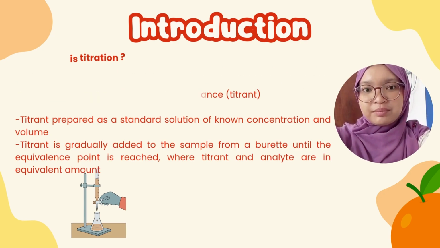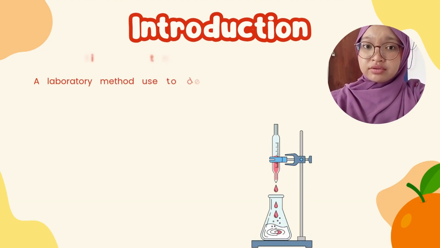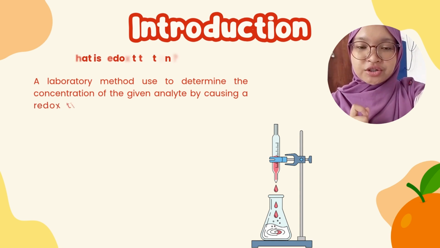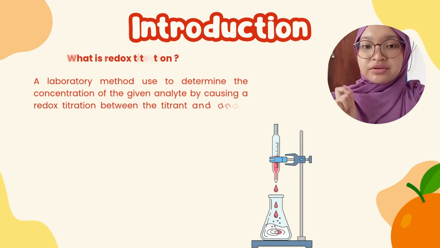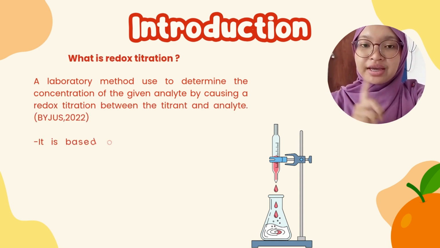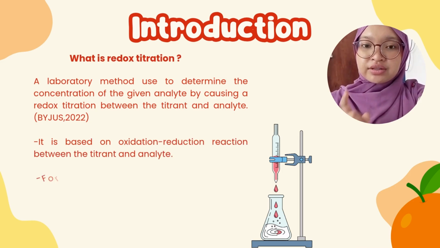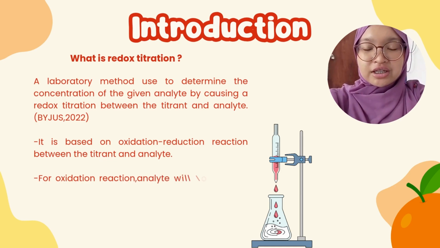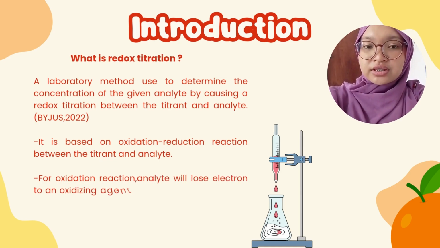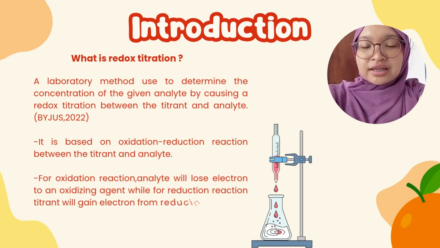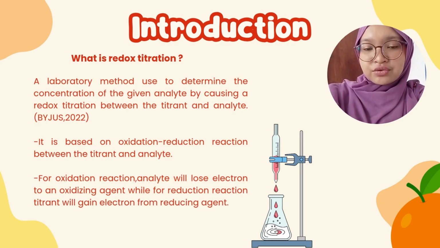The titrant is gradually added to the sample from a burette until the equivalence point is reached, where titrant and analyte are in equivalent amounts. What about redox titration? It is a laboratory method used to determine the concentration of the given analyte by causing a redox reaction between the titrant and analyte. It is based on an oxidation-reduction reaction between the titrant and analyte. In the oxidation reaction, the analyte will lose electrons to an oxidizing agent, while in the reduction reaction, the titrant will gain electrons from a reducing agent.